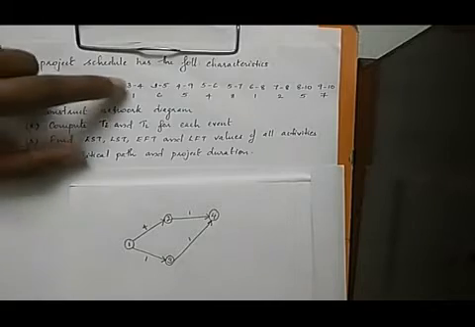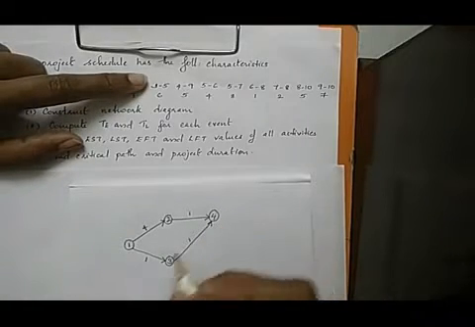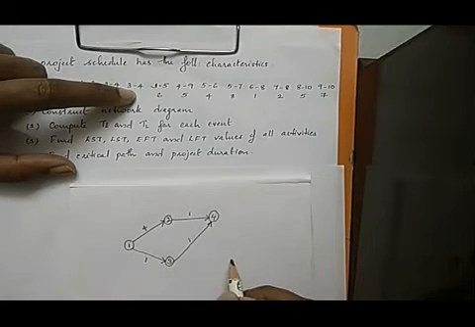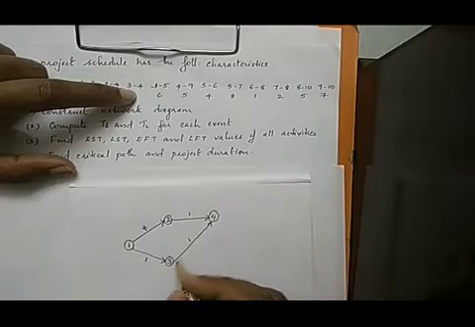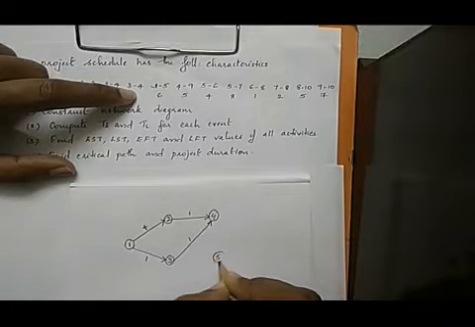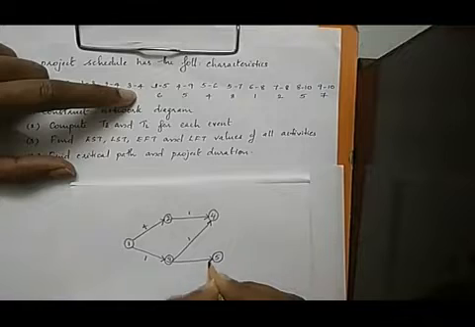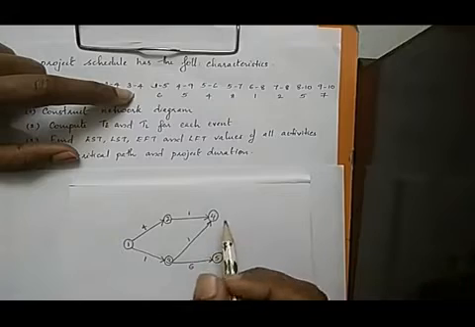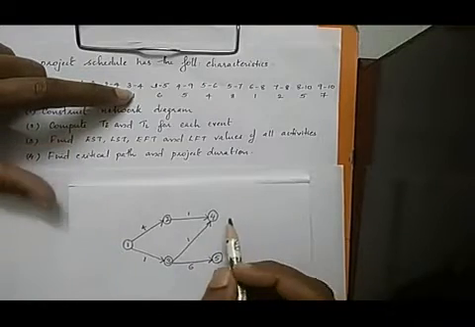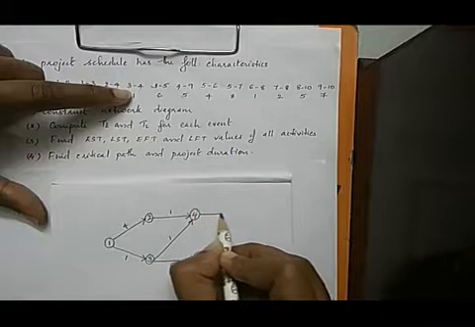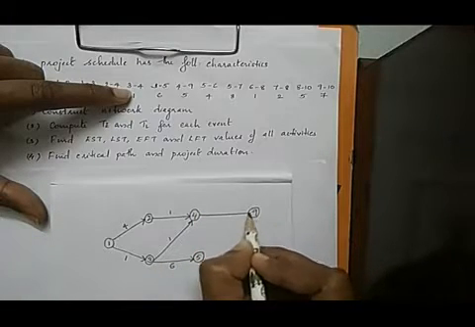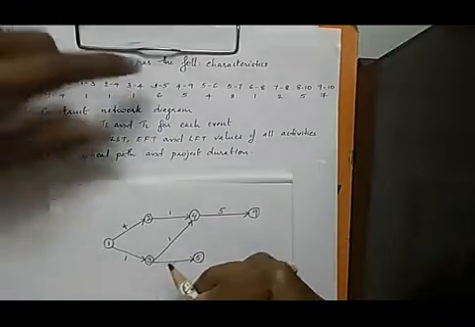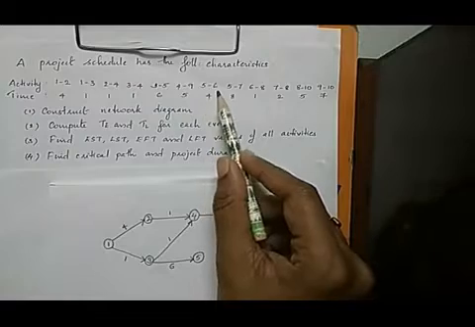Now the next activity is 3, 5. That means from 3 we have another activity to 5. Since we haven't drawn 5 till now, we give a new event, 5, and draw an activity from 3 to 5 with time duration 6. Now the next activity is 4, 9, right? Then from 4 we start the activity, label a new event 9 and mark the time duration 5 there.